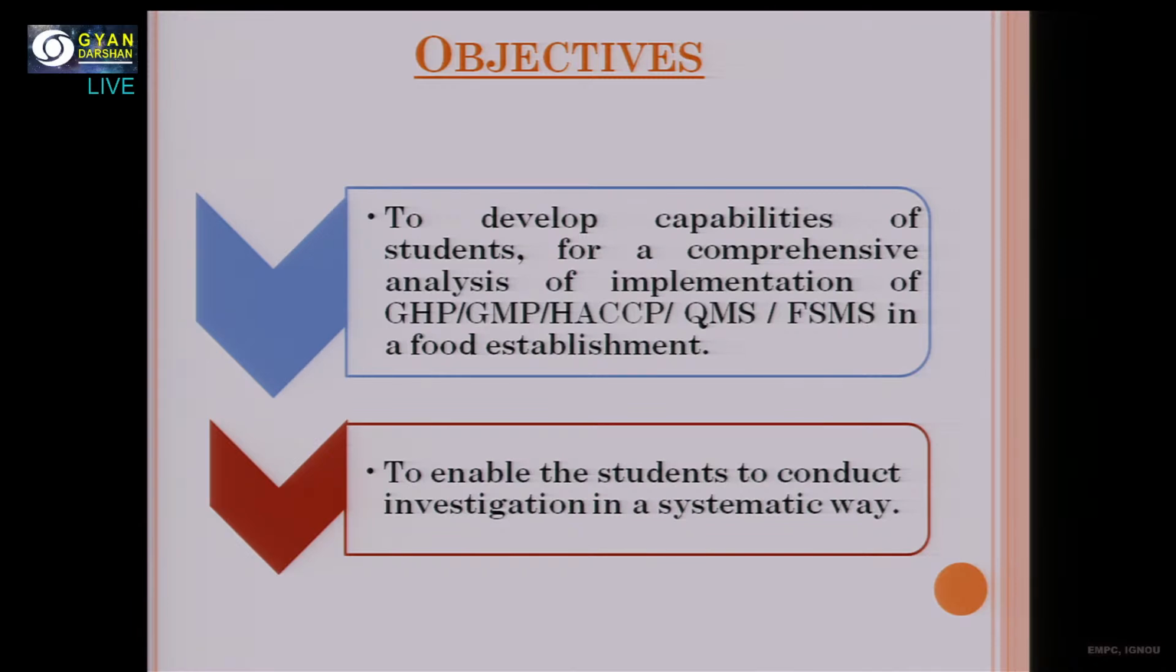The objectives of this project course are to develop the capabilities of students, that means your capabilities, for a comprehensive analysis of design, development, and implementation of important food safety management systems and quality management systems, and that definitely includes the hazard analysis and critical control point, or HACCP, and different good practices like good agriculture practices, good manufacturing practices, good hygienic practices, good animal practices, good retail practices, good transport practices, good laboratory practices.